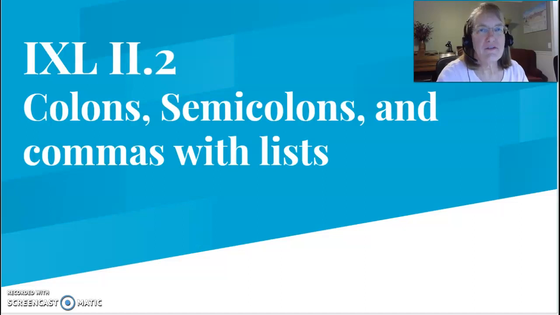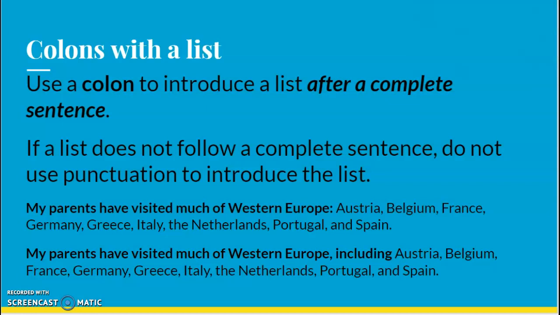The second IXL for the week is IXL II, colons, semicolons, and commas with lists. It's again a little bit more challenging, so it'll be scored out of 80 points. If you get higher than 80, you can get extra credit for that. There are 3 rules to be aware of for this one.